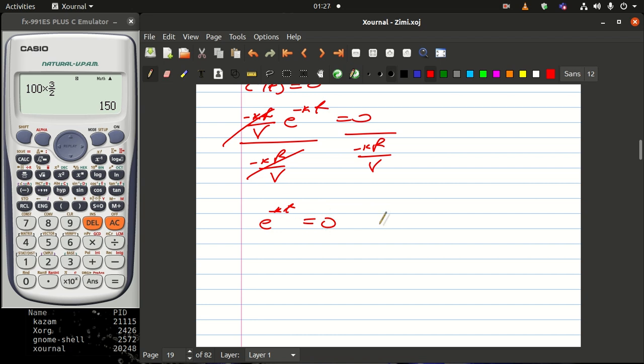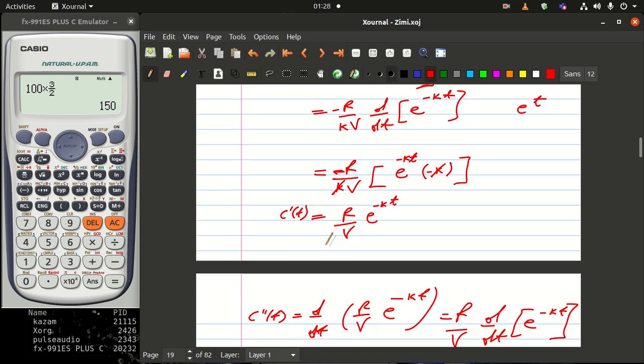When is this thing going to be 0? Remember that if we were to draw a Cartesian plane, this is going to keep decreasing all the way. So this is only going to be 0 if t is actually infinity. In other words, this first derivative is going to be maximum when t is infinity. So this will be maximizing the rate.